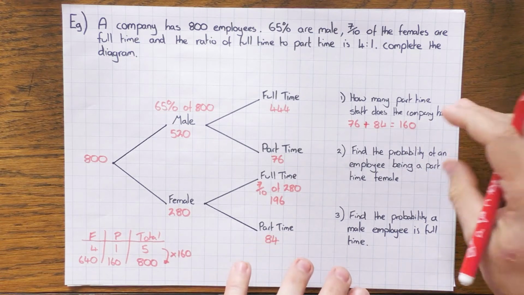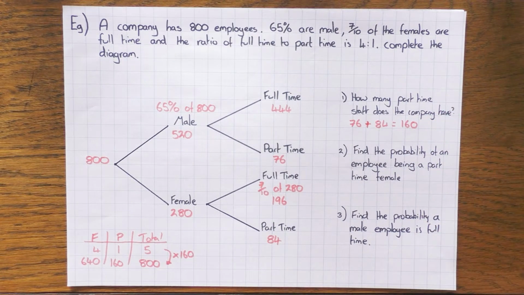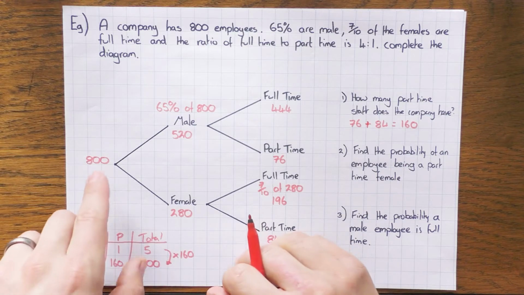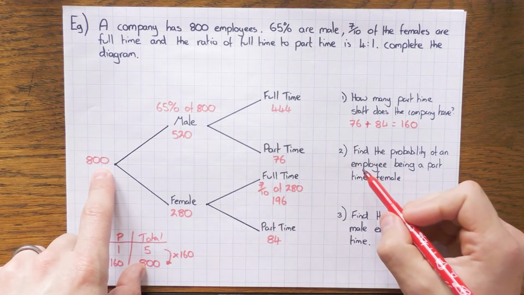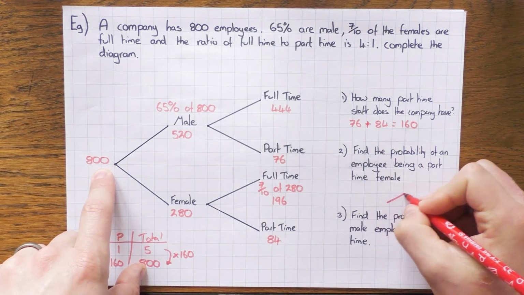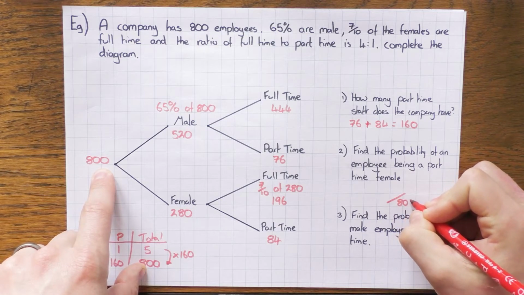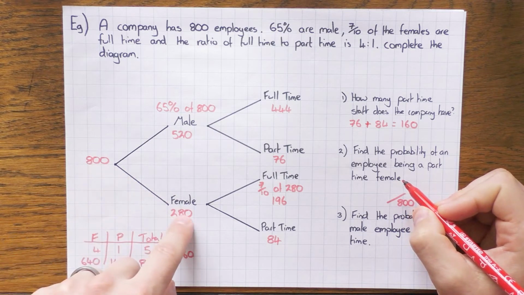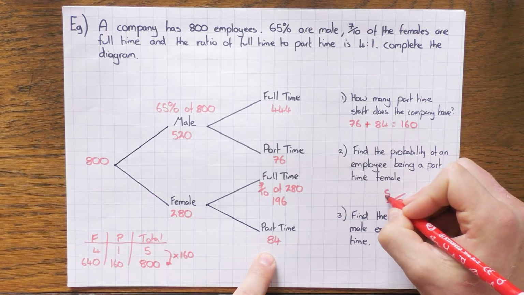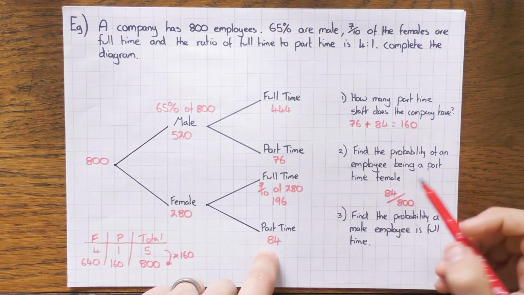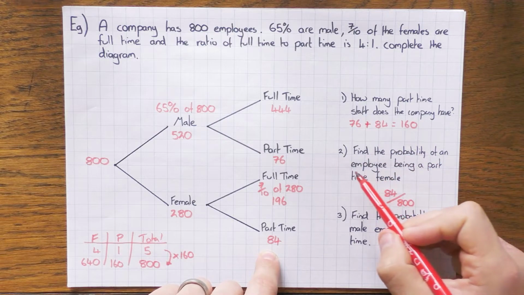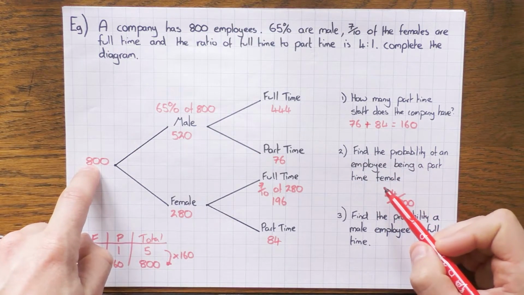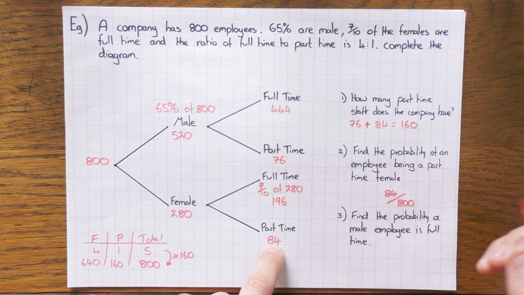Next question, find the probability of an employee. So again, we're out of the 800 here because it's the employees. So it's going to be out of 800 being a part-time female. So female, part-time, 84. So again, just be careful of that language. Find the probability of an employee, 800 is a part-time female, 84.